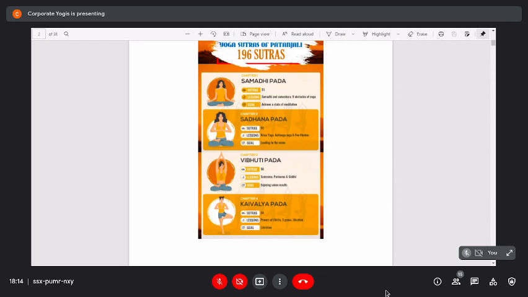Kaivalya Path is nothing but the ultimate goal. It talks about the three gunas, about liberation, why exactly liberation happens, and how to achieve this end goal. So this is the summary of the Patanjali Yoga Sutra.